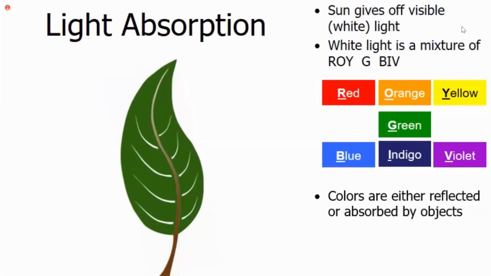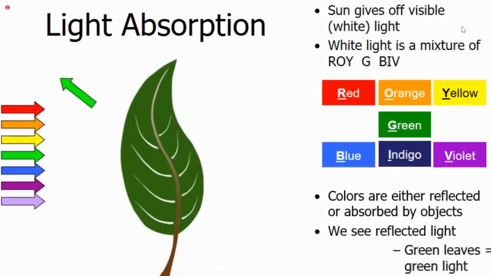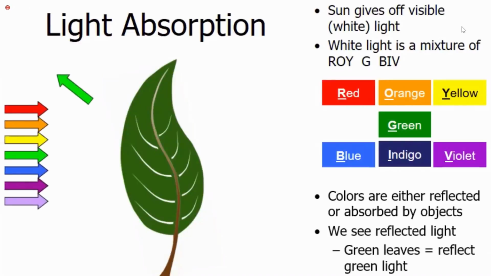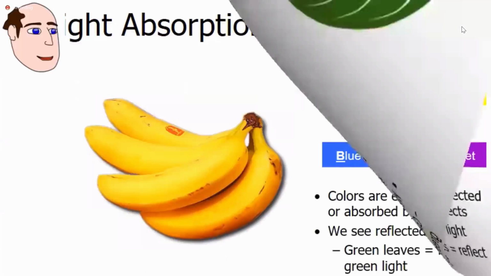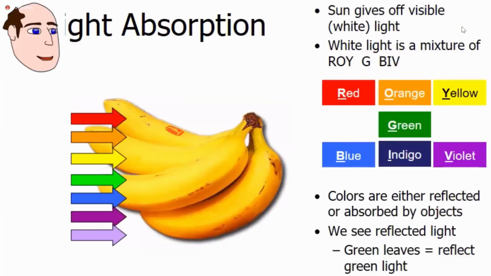And so colors are either reflected or absorbed. When sunlight shines on an object, what we see is reflected light. The reason this leaf appears green is because it's reflecting the green wavelength of light. When light shines on these bananas, the reason it appears yellow is because the yellow wavelength reflects, while the other colors are absorbed.